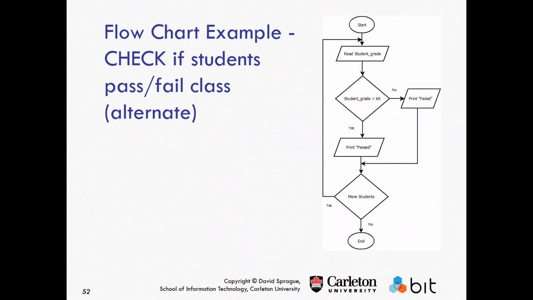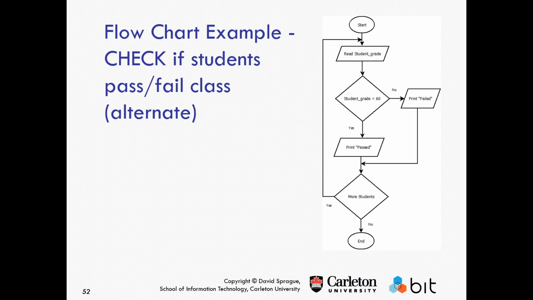Okay, so here would be an alternate way of checking to see if a student passes or fails the exam. This is taking information about the student's grades each and every time, I do believe. So we read a student grade, we see if the student grade is less than 60. If it's less than 60, we print passed. Are there more students to check? Yes, there are. Essentially, every time a student passed the exam, we print passed. Otherwise, we print failed.